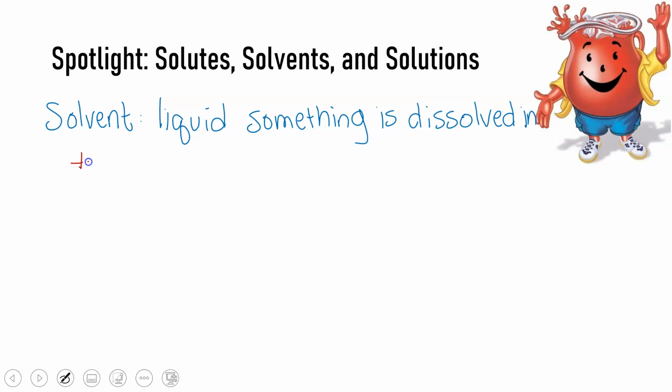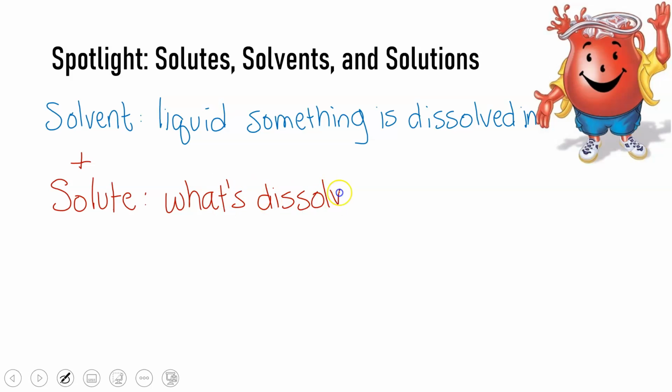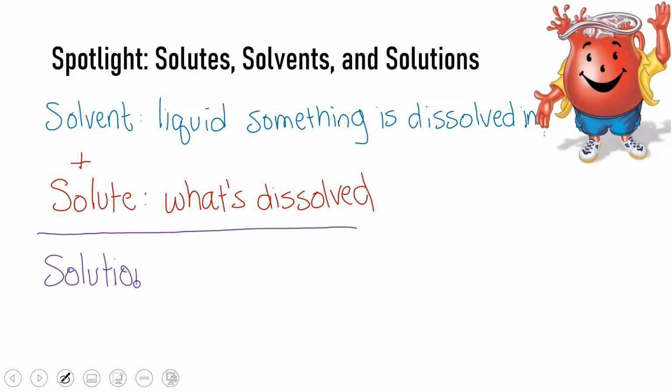We add to that our solute. Okay? And our solute is what's being dissolved. In the case of Kool-Aid, it is the flavor molecules, the sugar molecules, the preservatives, all of those are what are being dissolved into the water, which is the solvent. When you put these together, you get the solution, okay?